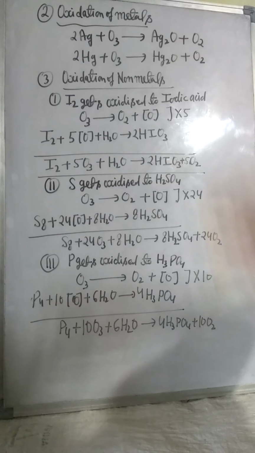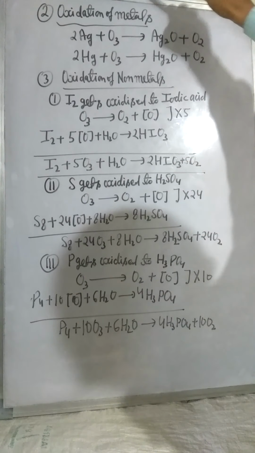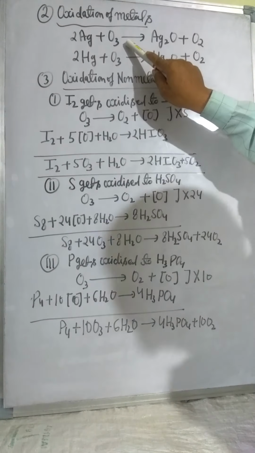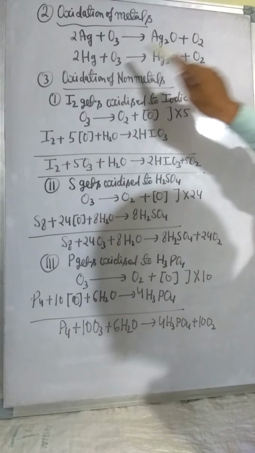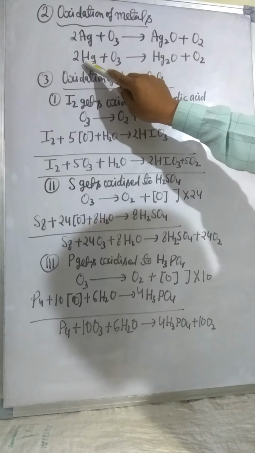Next is oxidation of metals. Ozone oxidizes silver metal to silver oxide. Ozone oxidizes mercury metal to mercuric oxide.